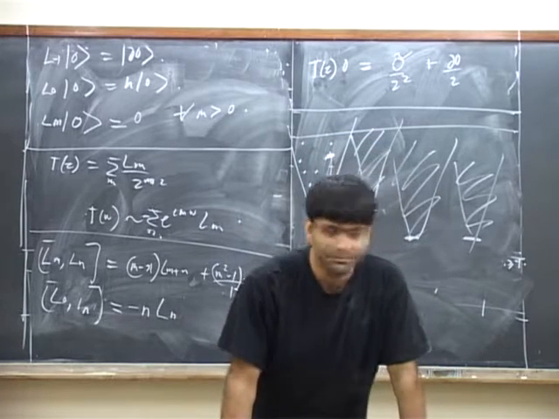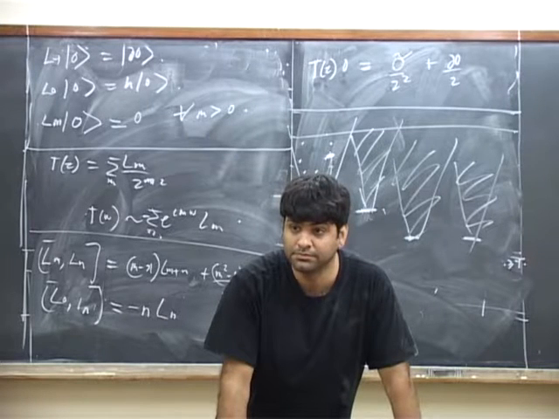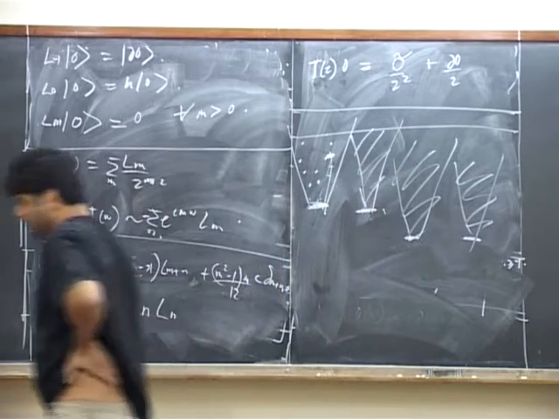But how do we know that we can never have a state which is actually there in two modules, I mean, in both the modules? Okay, good question. How do we know that?